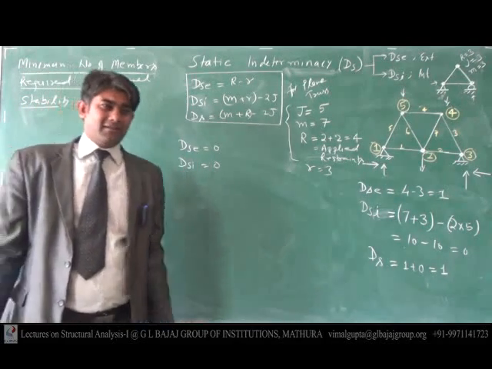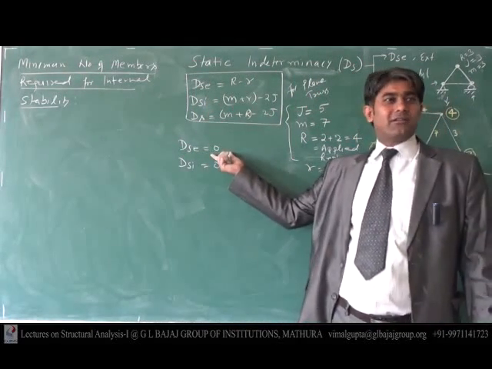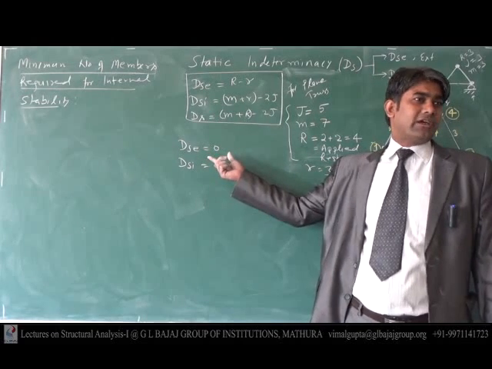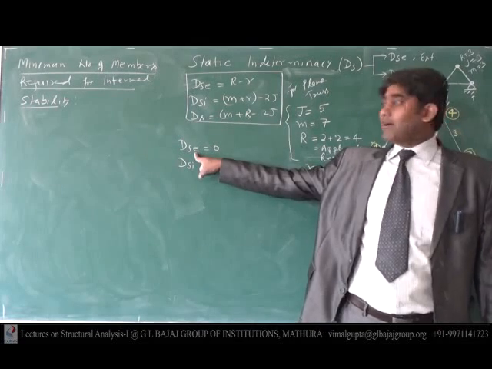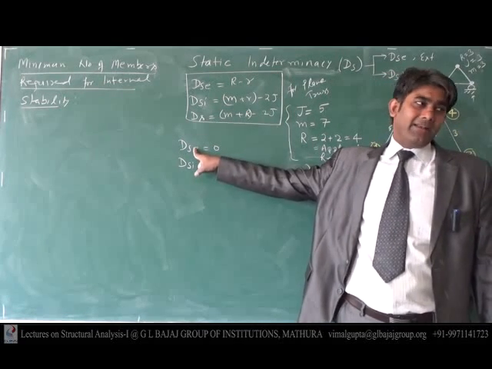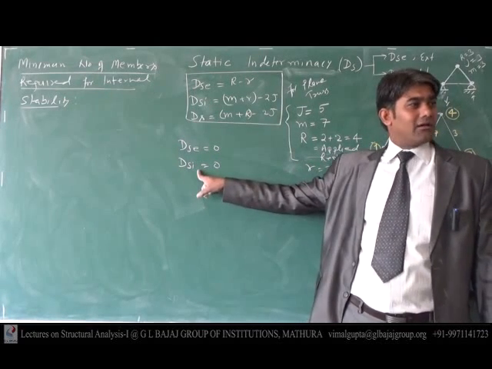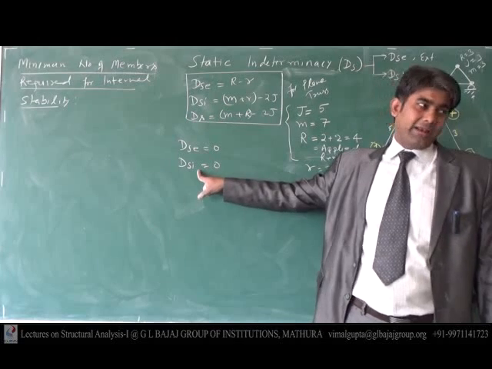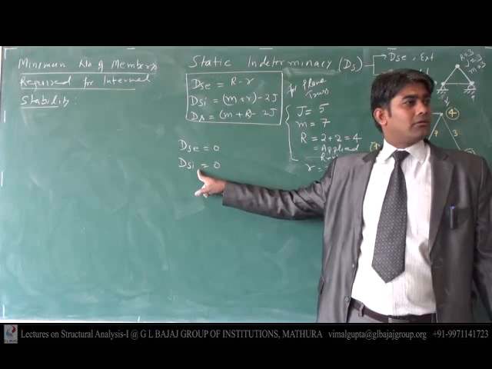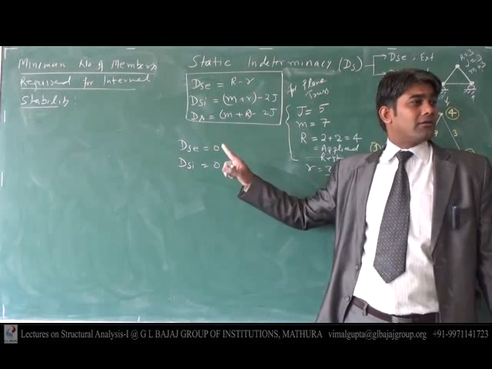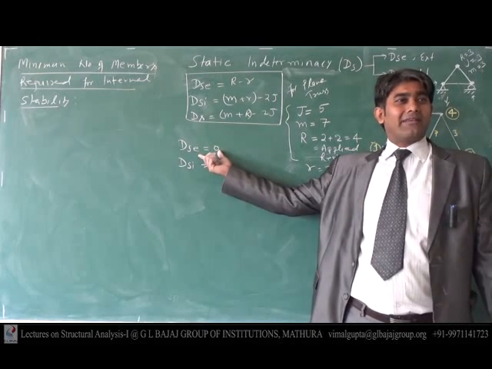Structure is just stable. It is the limiting condition. If we remove any one of the support restraints, the structure will become unstable. Similarly here, if we remove any one of the members, it will be unstable. This is the minimum requirement. How do we find the minimum requirement?